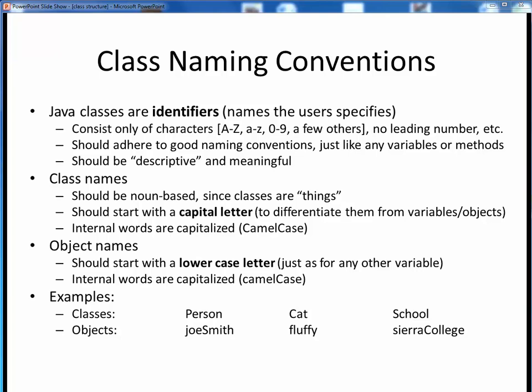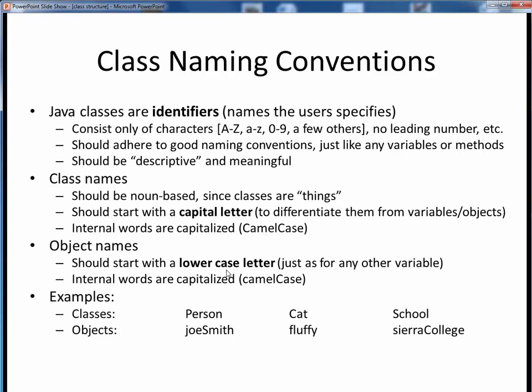As we've already seen, these identifier names must observe certain rules, such as characters and numbers only, they can't start with a number, and so forth. Beyond this, they should adhere to good naming conventions, and they should be descriptive and meaningful. But more specifically, classes represent real-world things, and as such should be noun-based names. By very well-established Java convention, class names should always begin with a capital letter and use camel case naming thereafter.